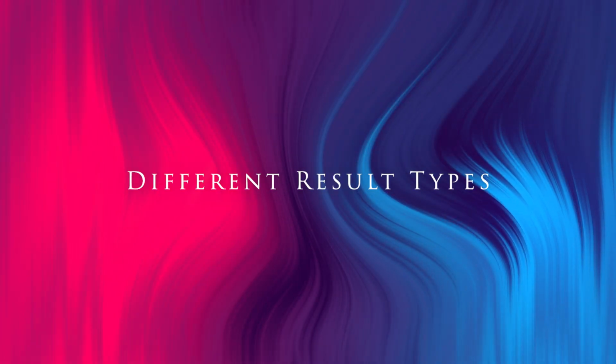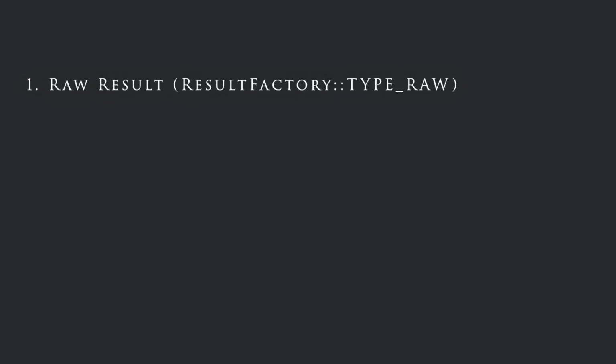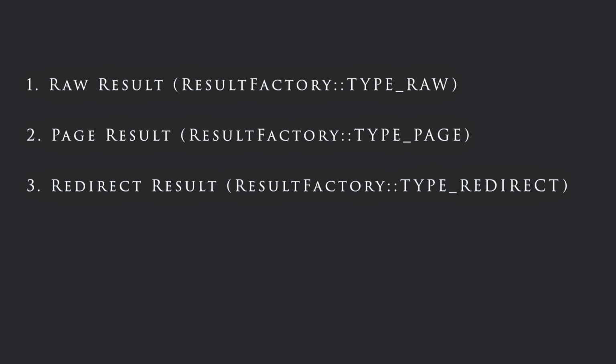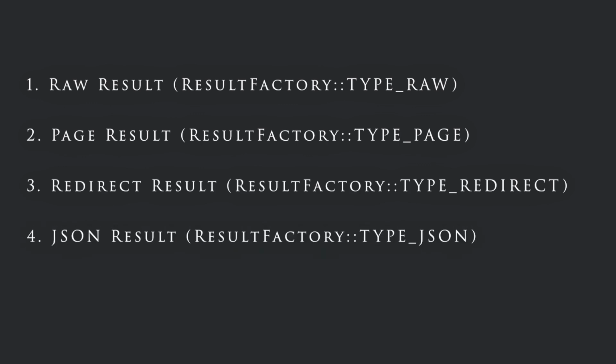Let's find out different result types. Magento 2 controllers return different types of results. Some commonly used ones are the raw result, which is used to return plain text or raw output; the page result, which loads a full Magento page; the redirect result, which redirects to another page; or the JSON result, which returns JSON data, useful for AJAX requests.